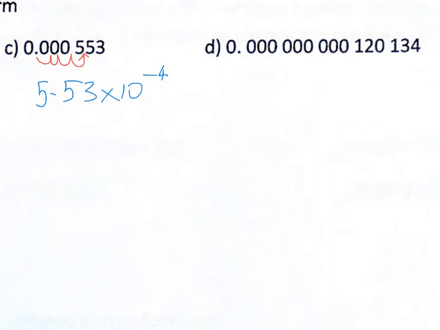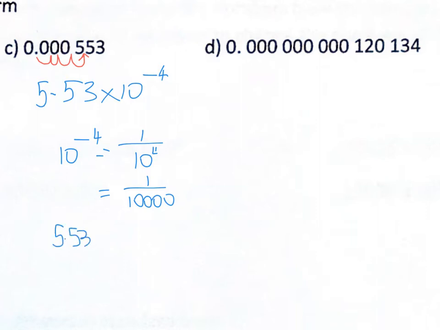And the reason for that comes back to our rules of indices. We should know that 10 to the power of minus 4 is 1 over 10 to the power of 4, which is 1 over 10,000. And if we multiply 5.53 by 1 over 10,000, that's the same as doing 5.53 divided by 10,000, which will get us back to our number.